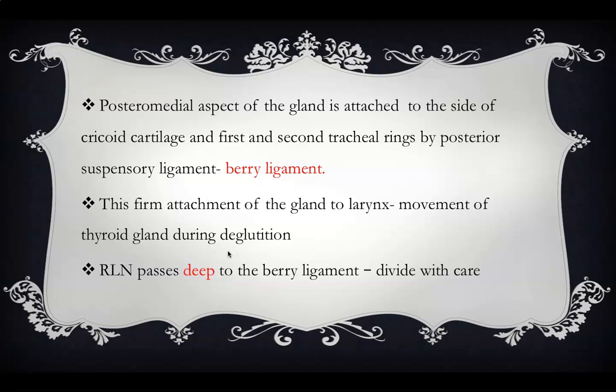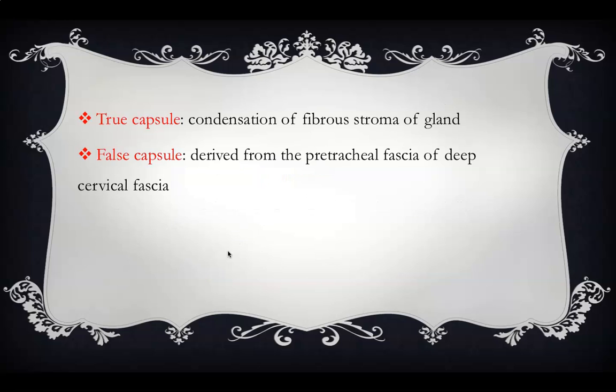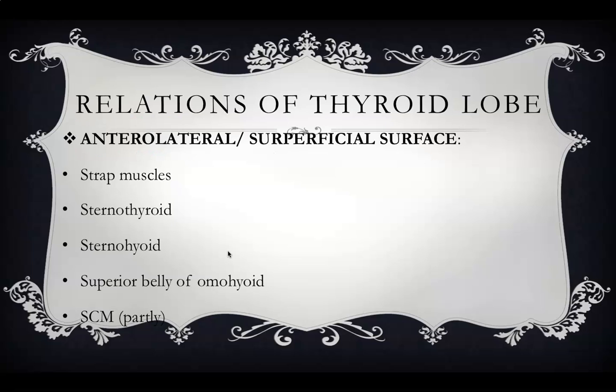So, during thyroidectomy, whenever we divide Berry's ligament, we have to be very, very careful, so that we avoid damage to the recurrent laryngeal nerve. Now, talking about the thyroid, it is covered with a capsule. There are two kinds of capsule. First is the true capsule, that is due to condensation of the fibrous stroma of the gland, and then we have the false capsule, that is derived from the pretracheal fascia of the deep cervical fascia.